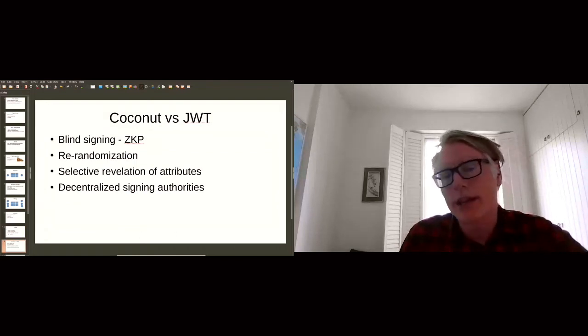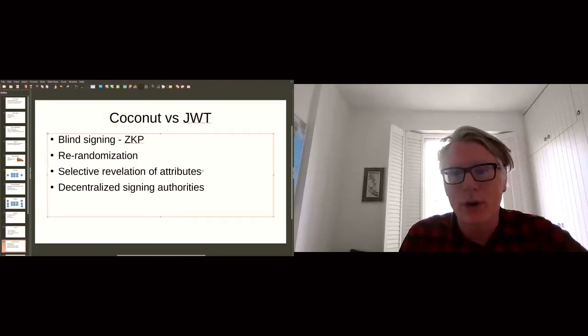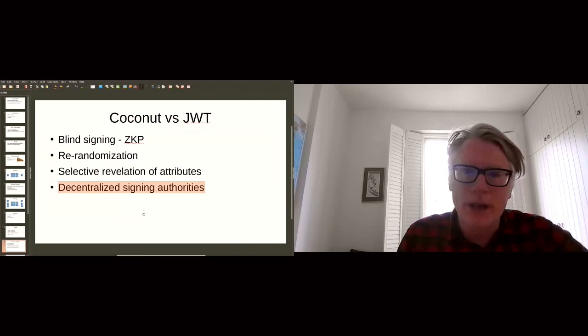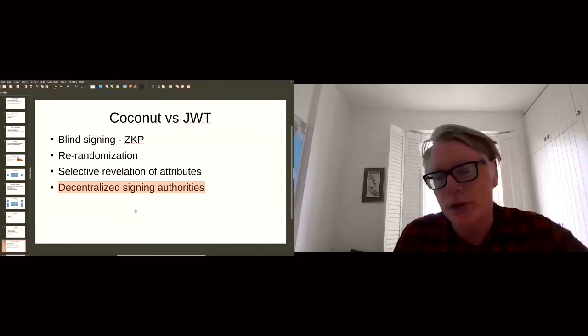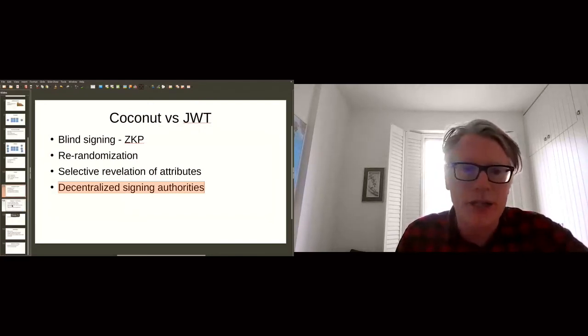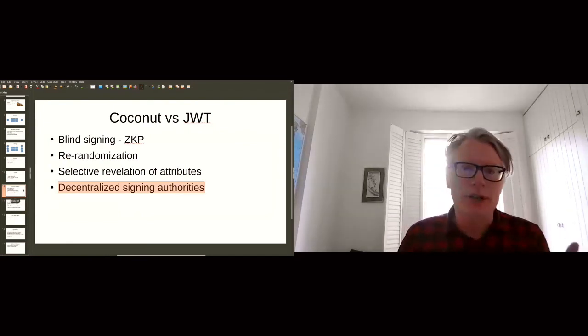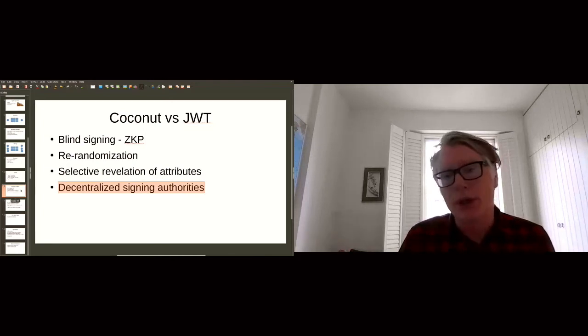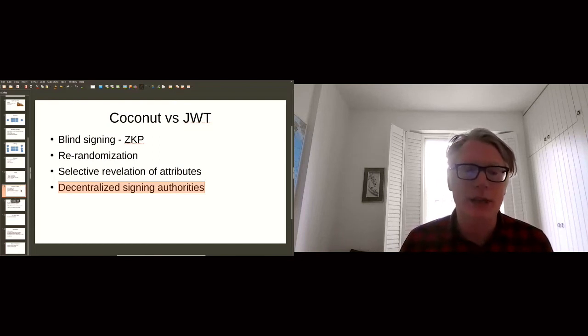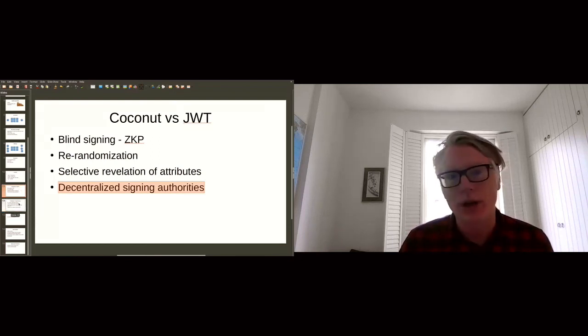All of these things were always possible to do before. These first three were always possible. But this last one, it was never possible to have a credential scheme like this before. The advance of Coconut is that we have these decentralized signing authorities able to produce the tokens in a cooperative way. So that's the big advance of Coconut on earlier signing schemes.